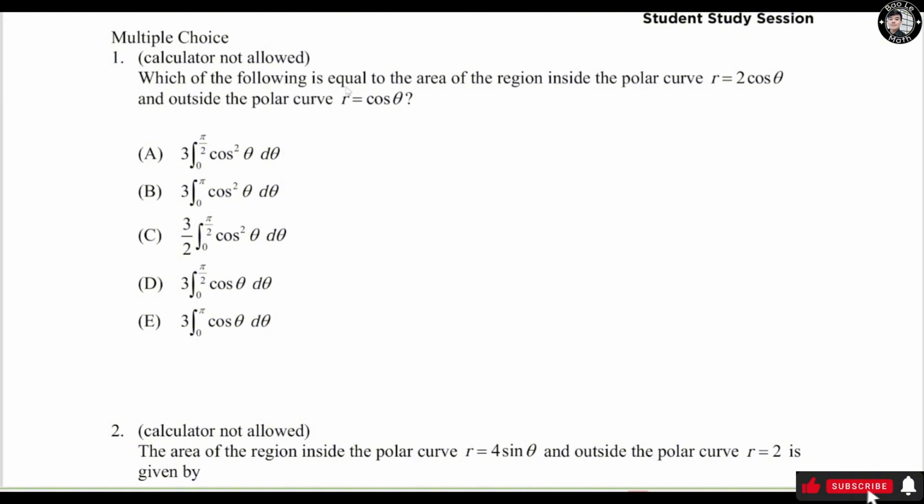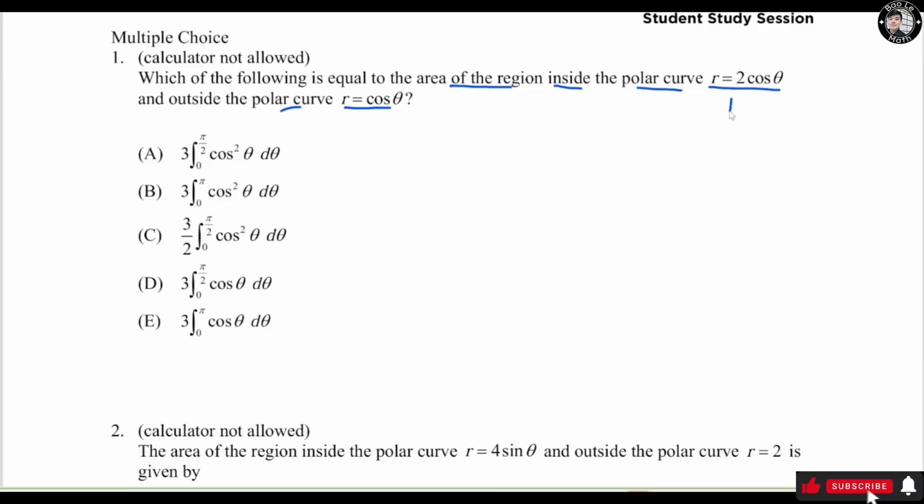Which of the following is equal to the area of the region inside the polar curve r equals 2 cosine theta and outside the polar curve r equals cosine theta? Now, you're not allowed to use the calculator for this question, so basically you need to know how to sketch this one by hand. Alright, so how do I know it?